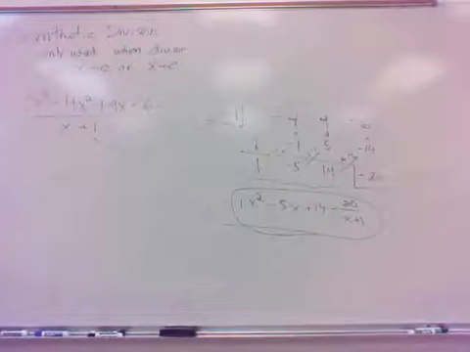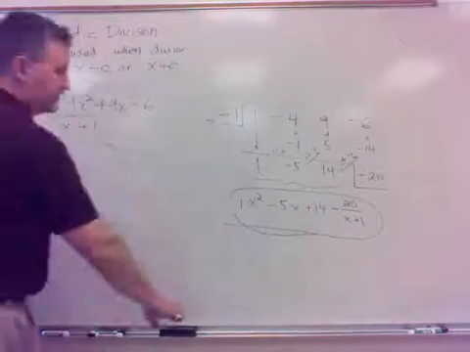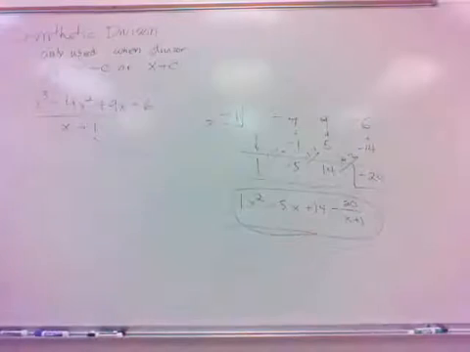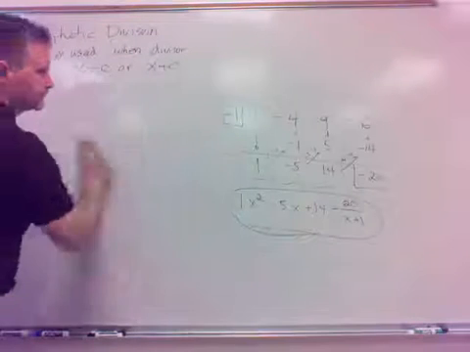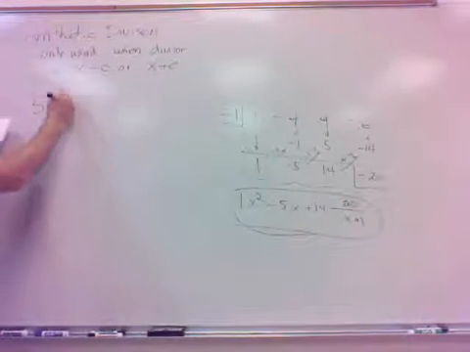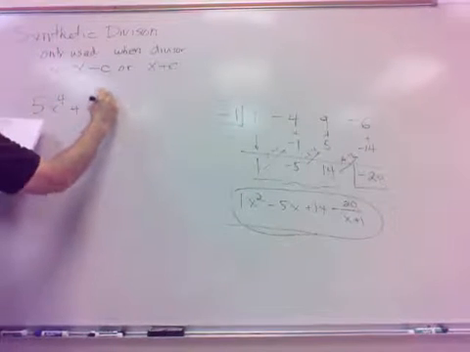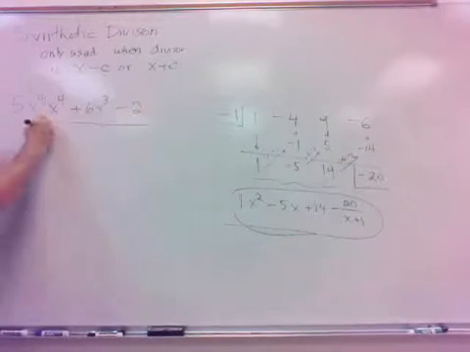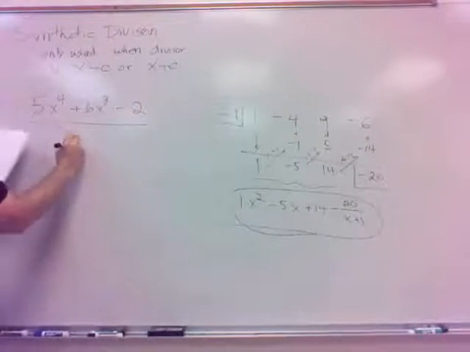Let's do one other example. All right. How about 5x to the 4th plus 6x cubed minus 2 divided by x plus 2.